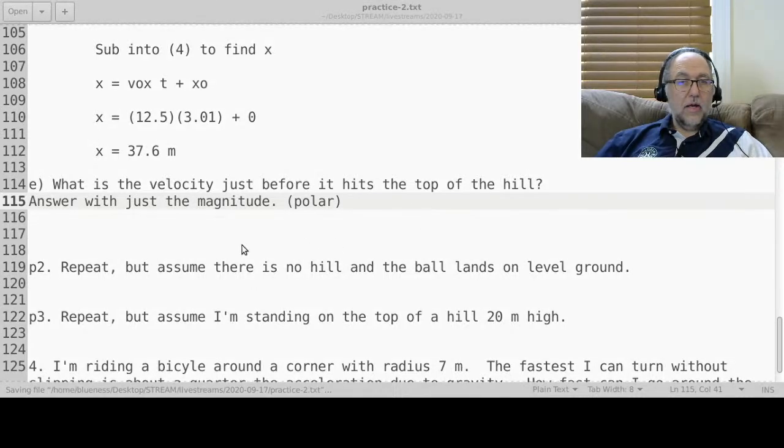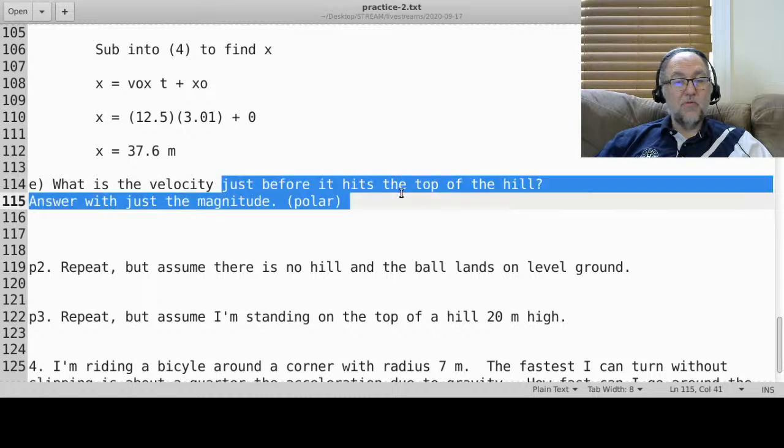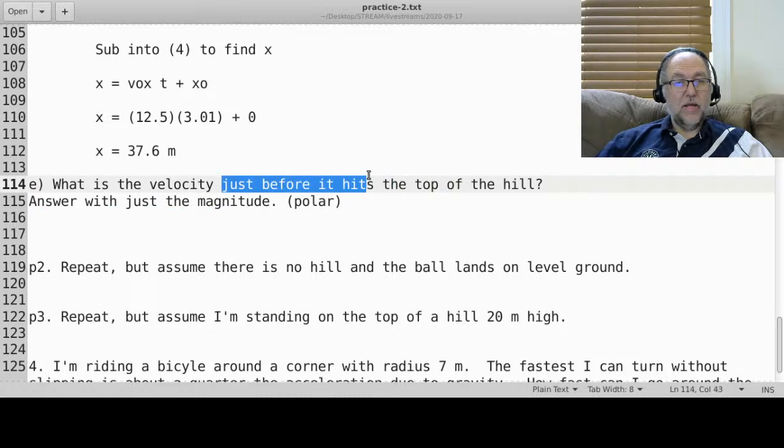All right. So what are you going to have to do? Because everything in the equations is Cartesian, you're going to have to get the Cartesian answer first, and then convert to polar. Now, final velocity, what is that? That's going to be Vx and Vy. And by the way, I also said just before it hits the top of the hill, so just before it hits.